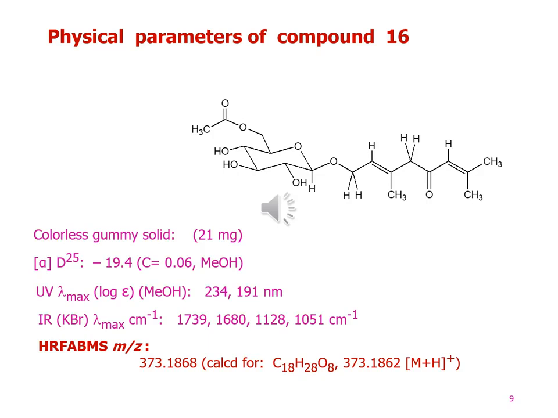The HR Fab-MS shows a molecular ion peak at 373.1868, that is calculated for C18H28O8, and the molecular formula which is suggested for this structure is 373.1862.